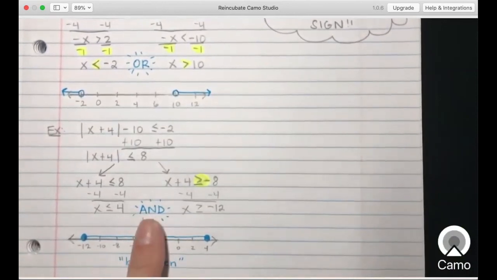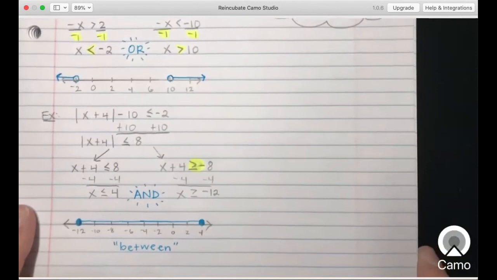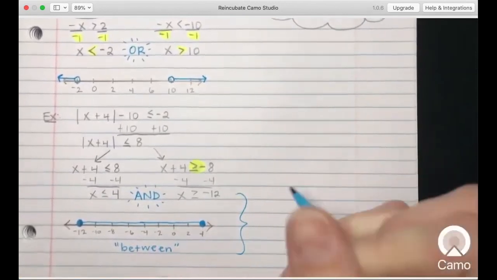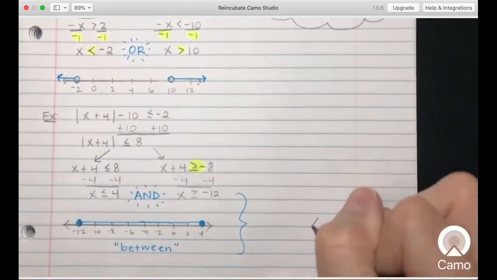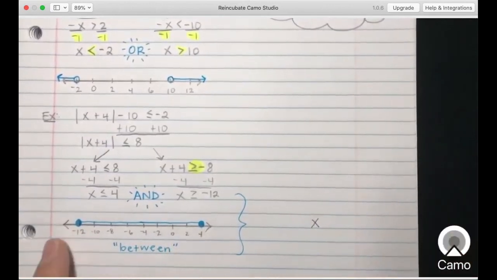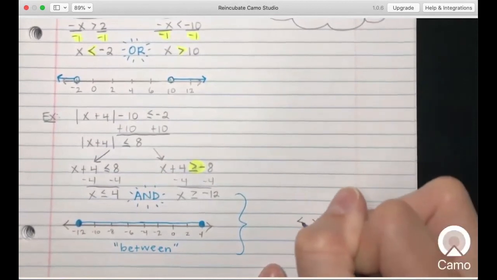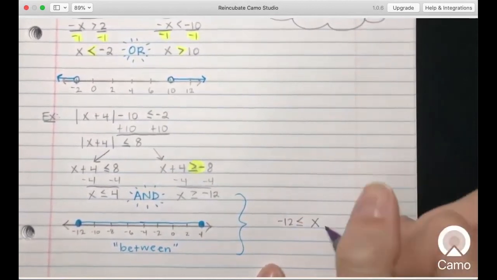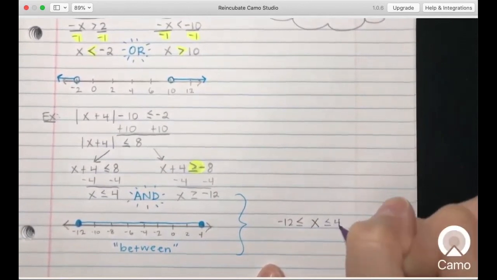So let's go ahead and write this so it's one inequality. Remember, we think of it as between. So how we can write that as a solution is we know we have x. I'll write this in pencil. We have x is in between negative 12 and 4, and that's inclusive on those endpoints. So we know it's going to be between negative 12 and 4.